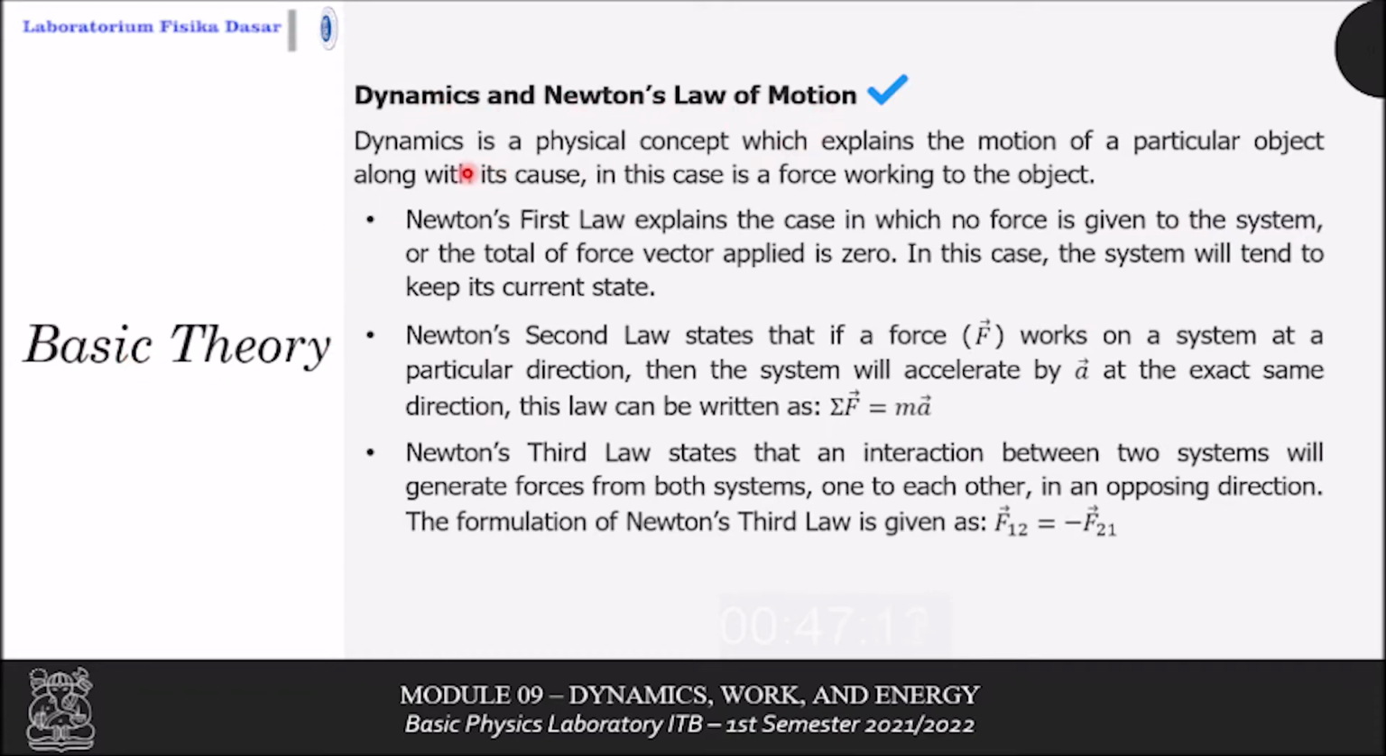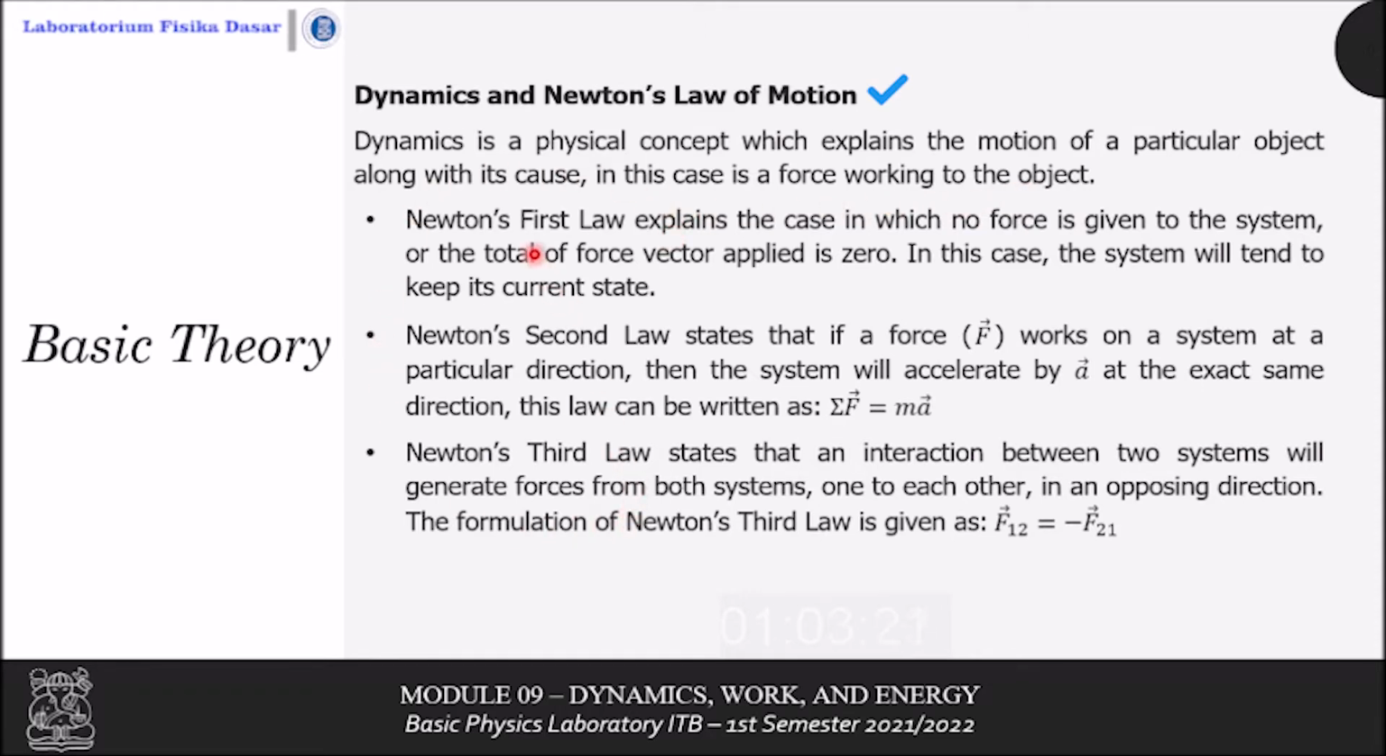So dynamics is a physical concept which not only explains how the motion of an object behaves, but also what caused the motion, which in this case is a force working on the object. The principle of dynamics is the 3 Newton's laws of motion.